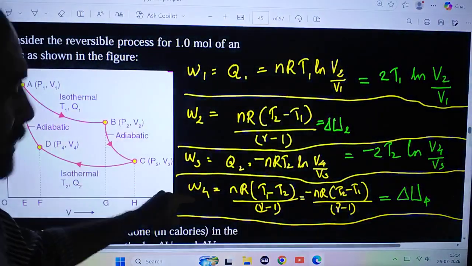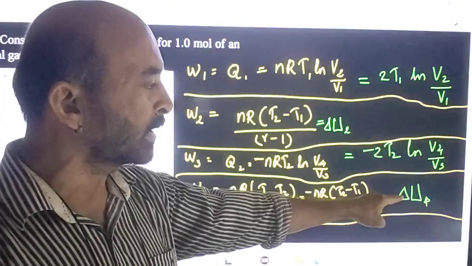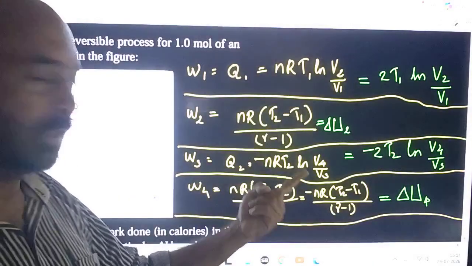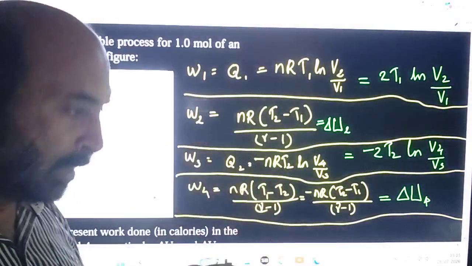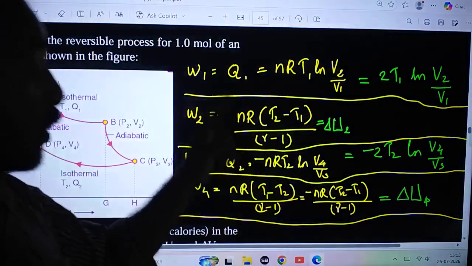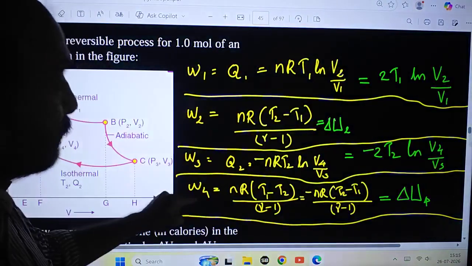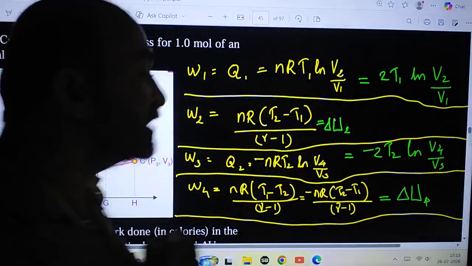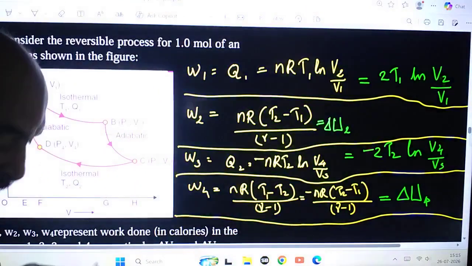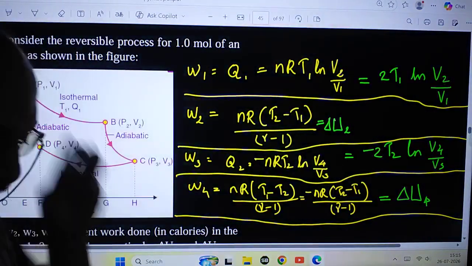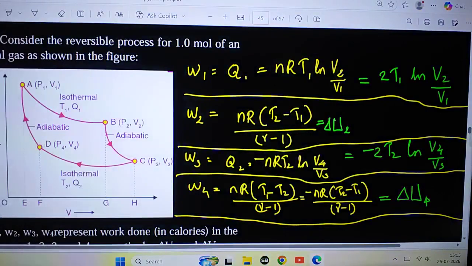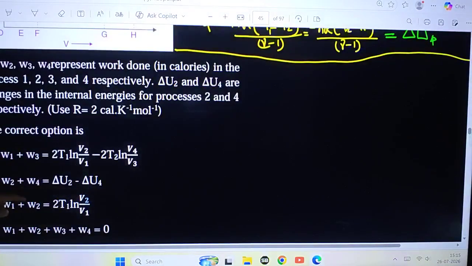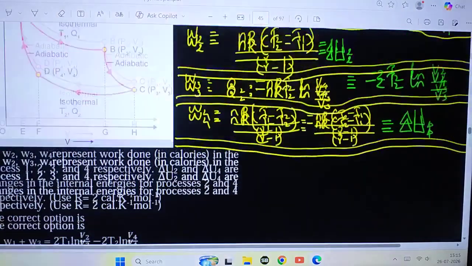So W2 plus W4 must be delta U2 plus delta U4. Its sign may later change to negative upon substitution, not before that. Got that? The value when substituted can be negative, but not the original equation. So W2 plus W4 must be delta U2 plus delta U4 and not delta U2 minus delta U4. For that reason, the given option delta U2 minus delta U4 is wrong. Delta U2 plus delta U4 is the correct answer. So that is wrong. And what is the third option?